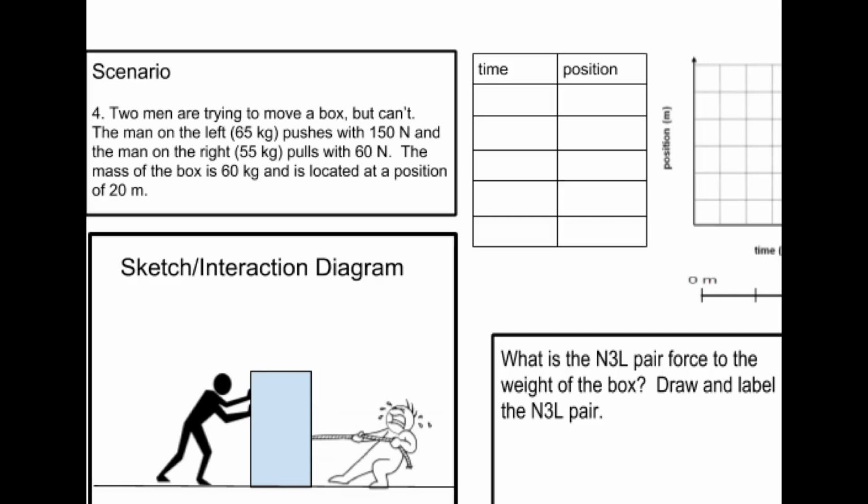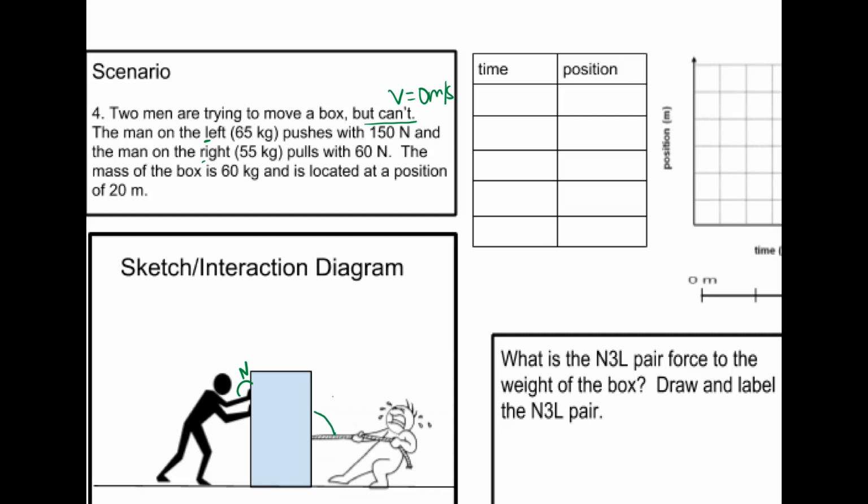In this scenario, two men are trying to move a box but can't, so that means that the velocity is 0 meters per second. The man on the left, 65 kilograms, so we're going to call him the left man, pushes with 150 newtons. So he pushes right here at 150 newtons, and the man on the right, 55 kilograms, pulls with 60 newtons.